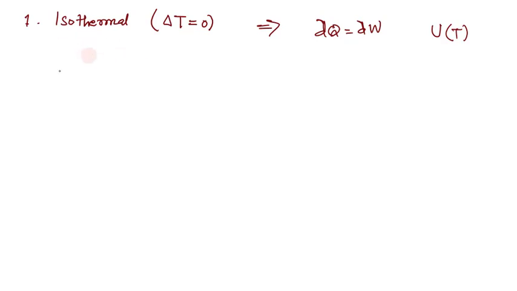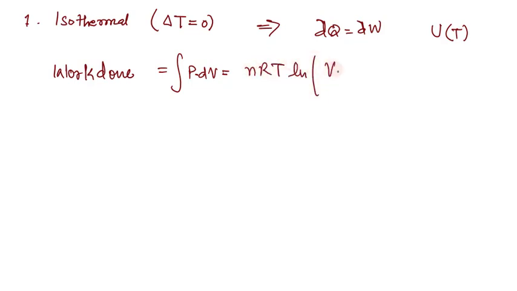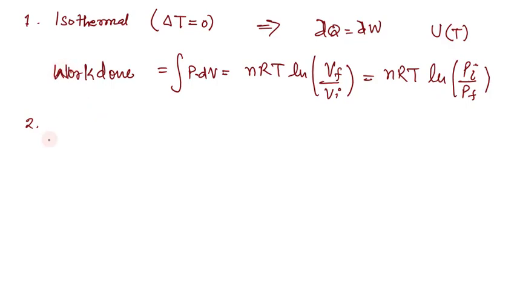So in isothermal, I will define a quantity, that is work done. Work done is the integral of P dV. If you calculate this expression, you will get nRT log of V final by V initial. You can also write this quantity in terms of pressure: nRT log of P initial by P final, because P is inversely proportional to V. So V initial and P initial are just opposite. This is the isothermal process, and you can calculate the work done.